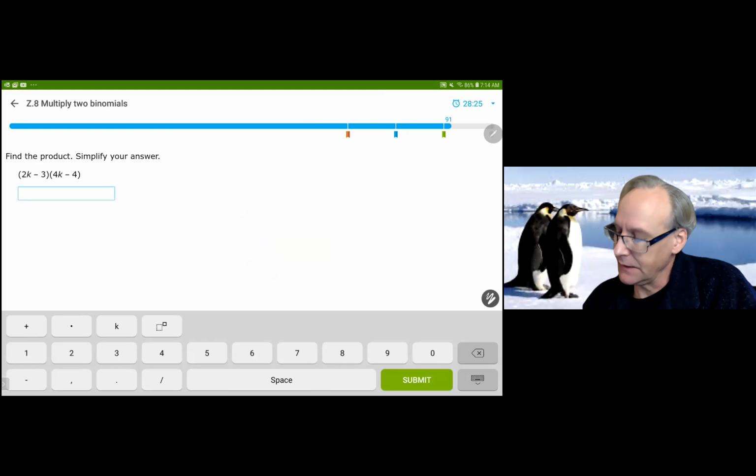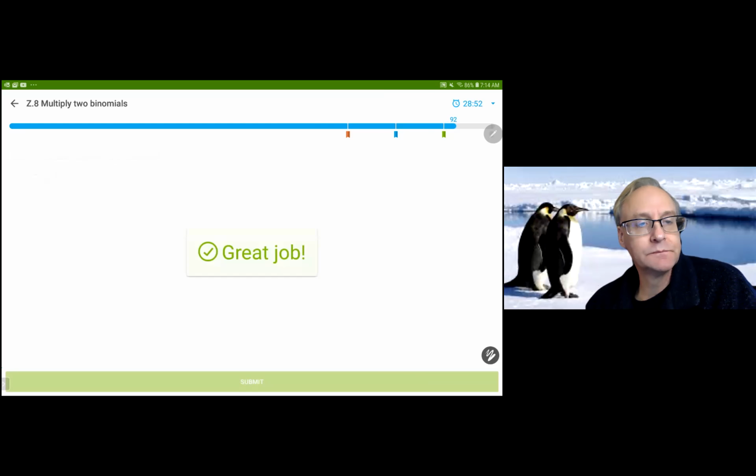We've got an 8k squared. Notice I did multiply a 2k times 4k. Now I'm going to do my middle terms. I have minus 12 minus 8, which is minus 20. I'm going to put the space 20k. All I did was subtract 12k minus 8k, and then I have a plus 12. I'm done. That's all there is to it.